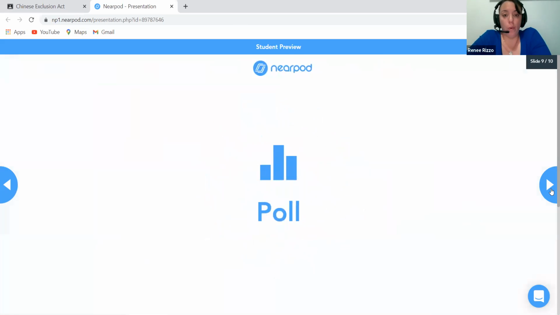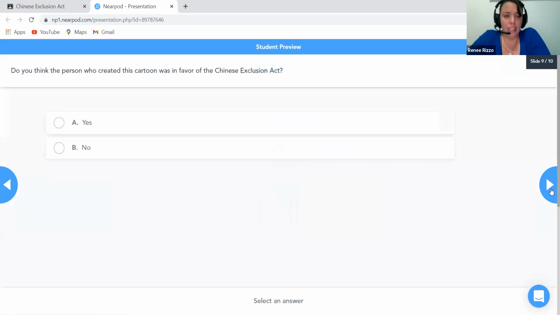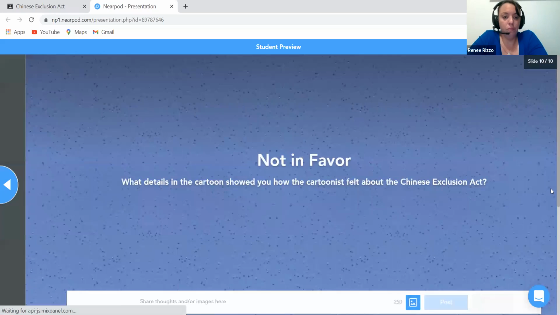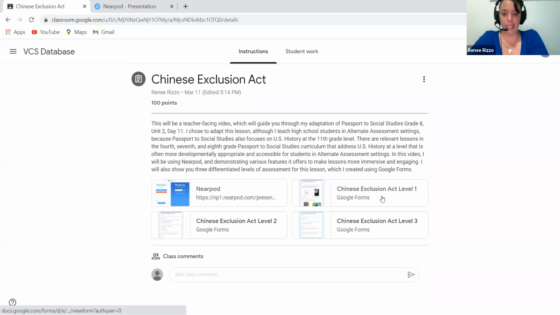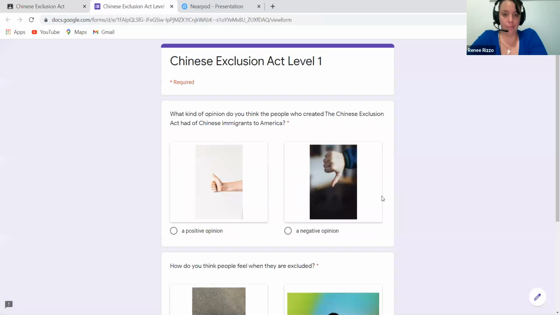So there's another poll here for students to reflect. Do you think the person who created this cartoon was in favor of the Chinese Exclusion Act? Yes or no? And then not in favor. What details in the cartoon showed you how the cartoonist felt about the Chinese Exclusion Act? So this gives the students another opportunity to cite evidence from the text.